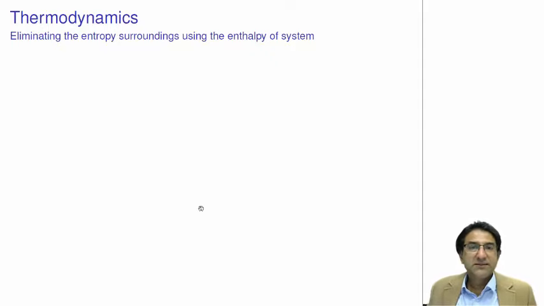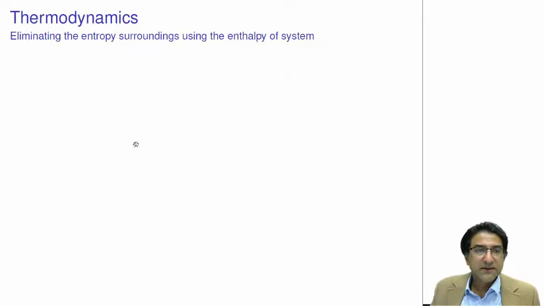Hello, I want to talk today about the Gibbs free energy and how it's defined. The Gibbs free energy is really just another word for the entropy of the universe. Same thing, but it's a little bit more convenient because it involves only quantities involving the system rather than the surroundings. So what we have to do to get the Gibbs free energy is eliminate the entropy of the surroundings using the enthalpy of the system.